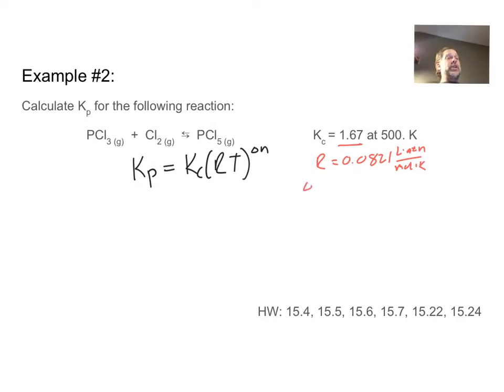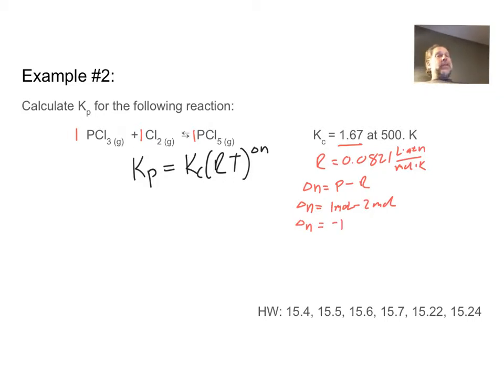And the change in moles is equal to products minus reactants. When I look at the balanced chemical equation, I see that it's already balanced as it's written, 1, 1, 1. So I'm going to look at my products. In terms of change of N, my products is 1 mole of gas, and my reactants, I have 2 moles of gas. So the change in N in this case is -1.